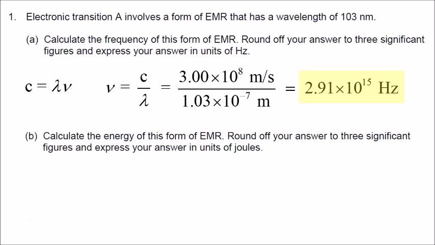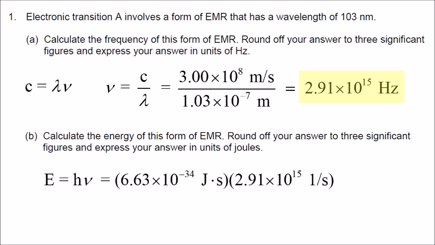In part B, calculate the energy of this form of EMR. Since we already have the frequency, we can just multiply Planck's constant times the frequency, and the seconds will cancel out. Our answer will be in units of joules. So if we do this math, we get 1.93 times 10 to the negative 18 joules.